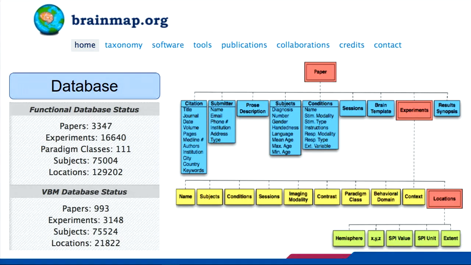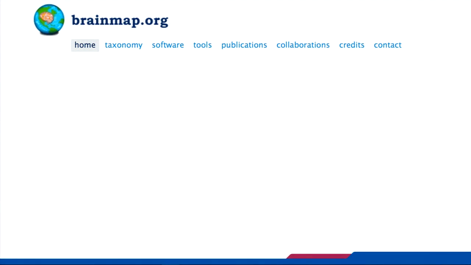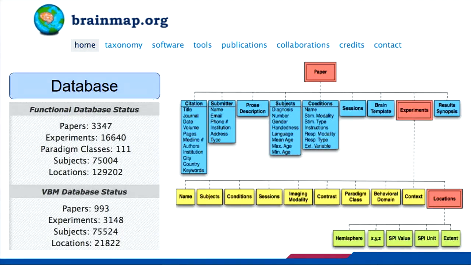So there's this description on the paper level, including all the bibliographic information, and then per experiment we have another set of descriptions. And I won't go into all the details, but what is important here is we obviously have the locations, the X, Y, Z coordinates, where did they report activation, and we have a description of what has been done. So that's basically the paradigm class and the behavioral domain. In a nutshell, this is what you will find in Brainmap. It's papers organized by experiment, and for each experiment you have information on where was the activation and what has been done to yield this activation.